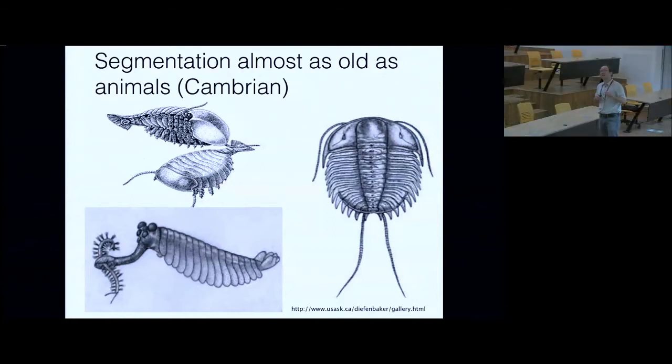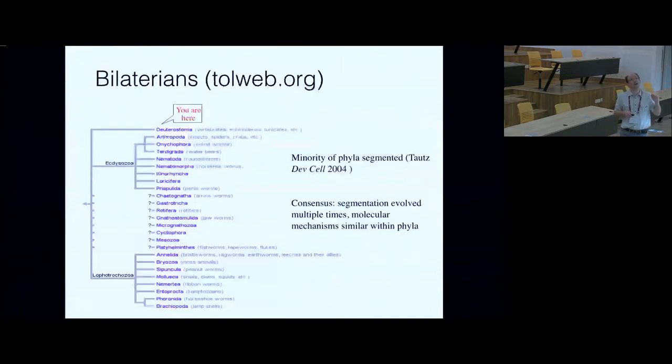And this is as old as animals. Remember my slides about Gould and going back to the Cambrian. In the Cambrian, the animals were already segmented. So this is something almost as old as metazoan life, essentially, segmentation. So it's a fundamental process that you would like to understand. I'm going to skip that.